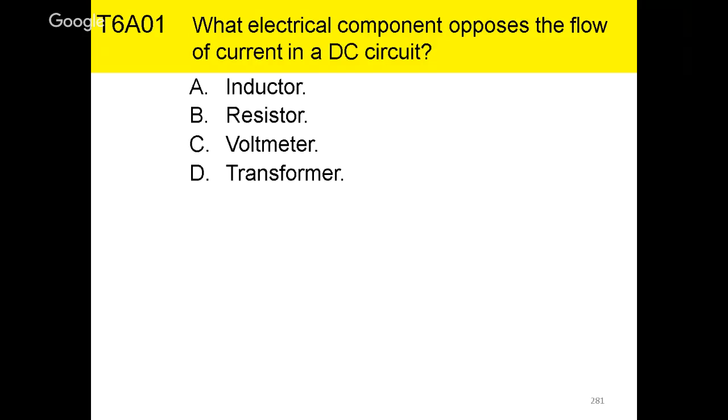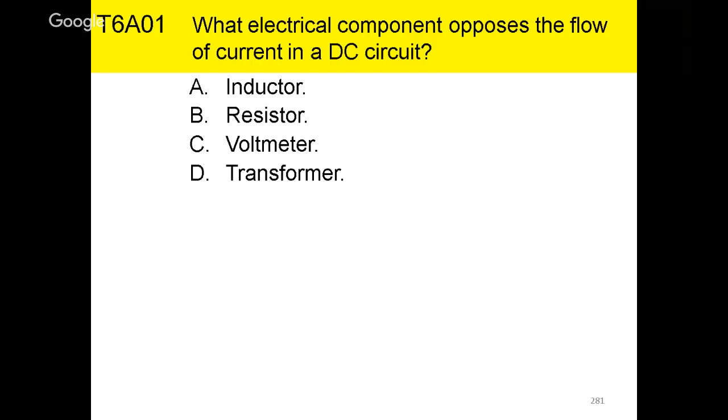Okay, the next component we're going to talk about is what electrical component opposes the flow of current in a DC circuit. Where is that? Oh, I can't find it.